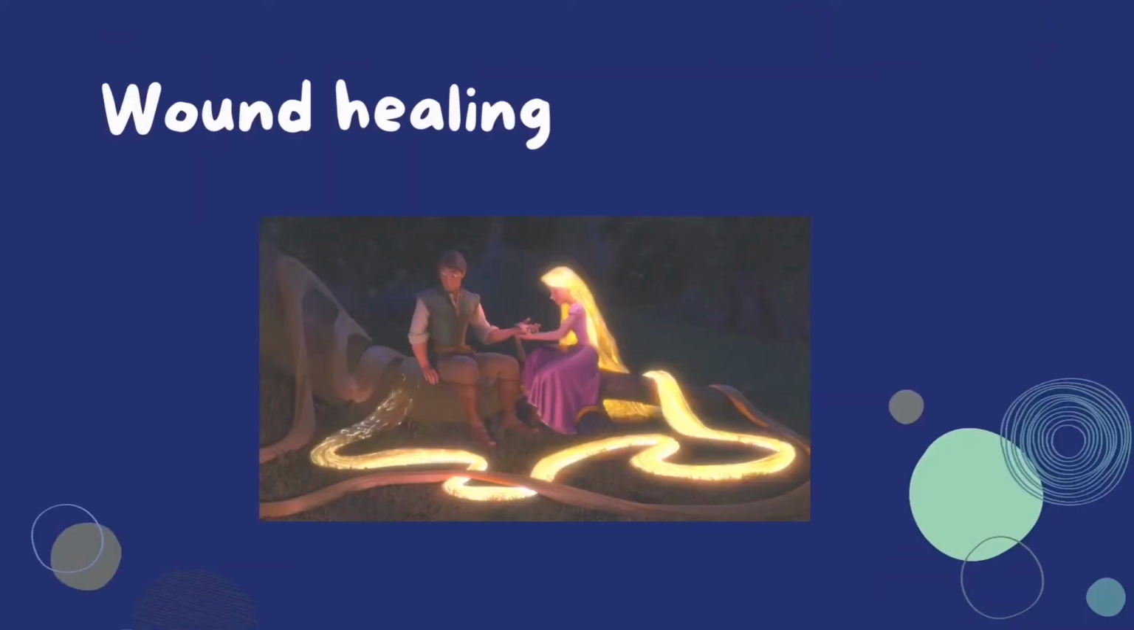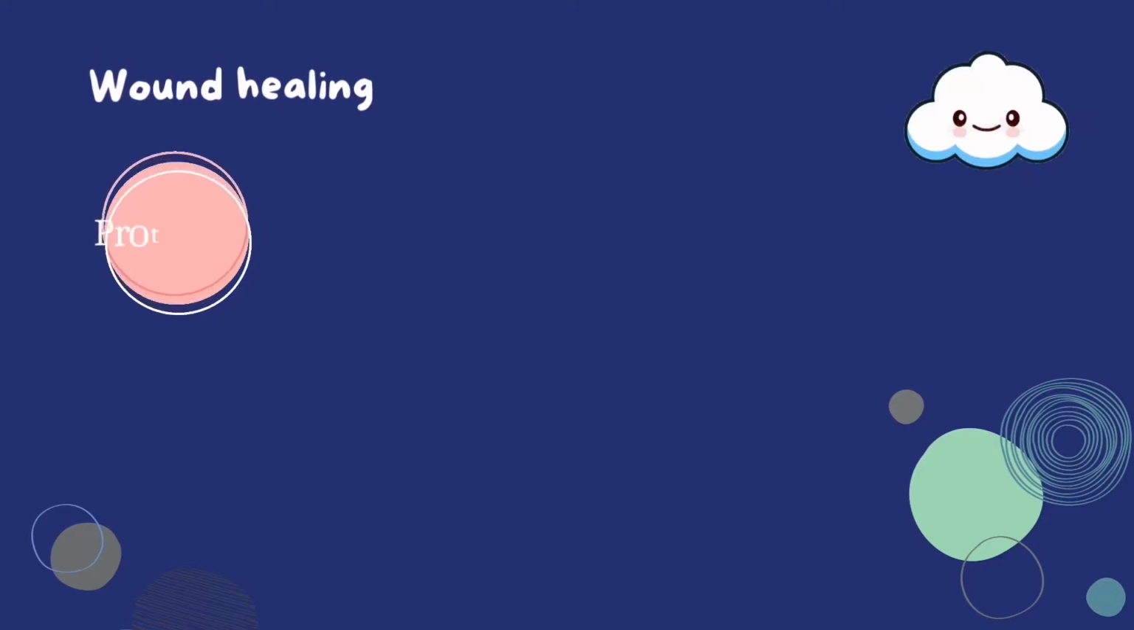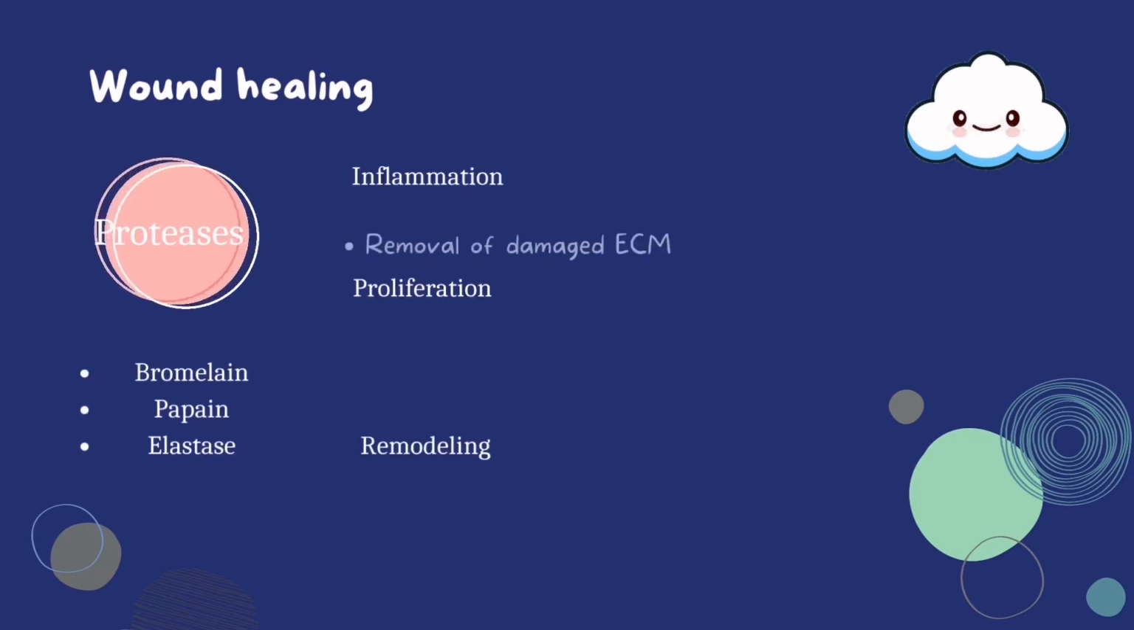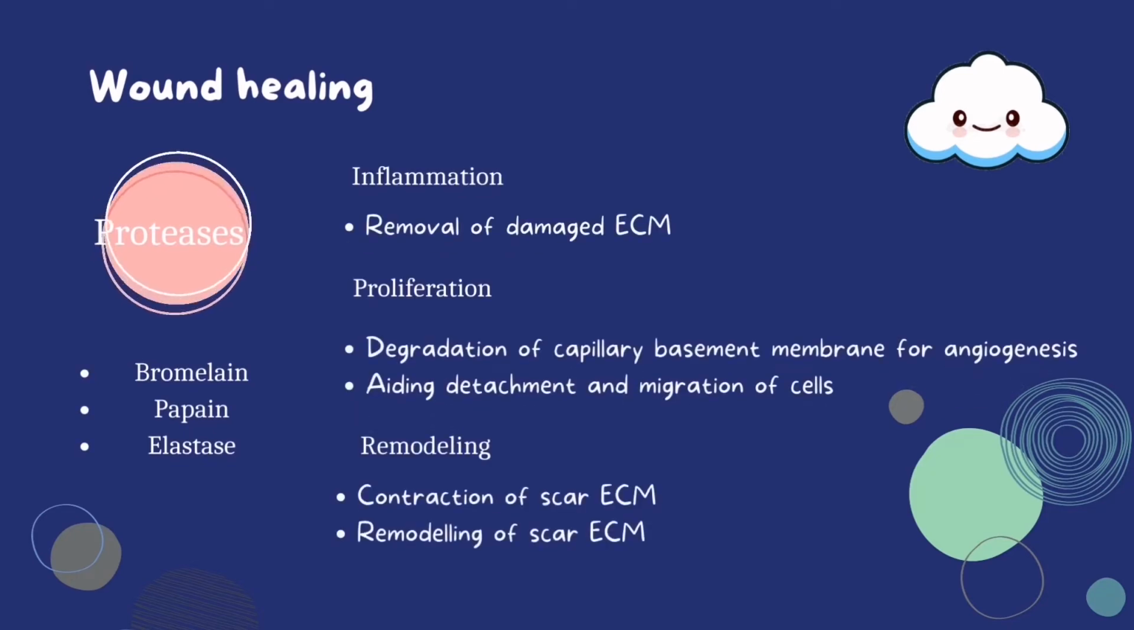Have you imagined that you have magic to recover your wound immediately when you are injured? Haha, we can't do that, but we can make it recover faster. Well, proteases, an enzyme, have the power to recover the wound faster. Here are the examples of proteases in wound healing. Enzymes mainly help in 3 processes, which are inflammation, proliferation, and remodeling.